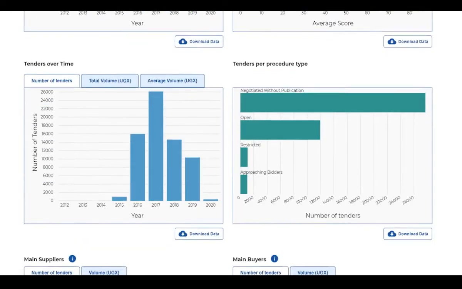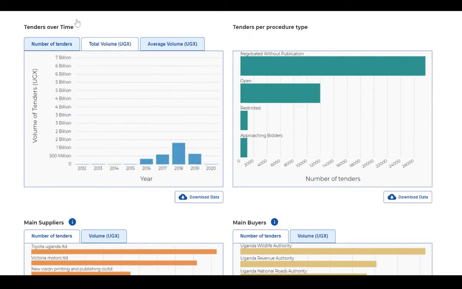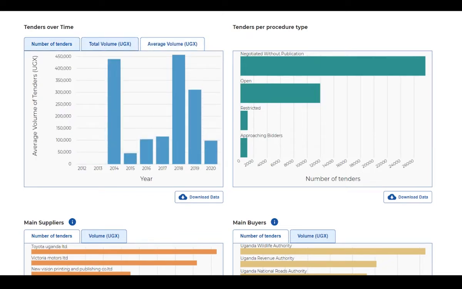Scrolling down a little further, you can see 2 more graphs showing number, volume, and average volume of tenders over time. And then on the right, you can see what procedure type is used. This gives you a quick sense of how competitive the public procurement market is in Uganda.